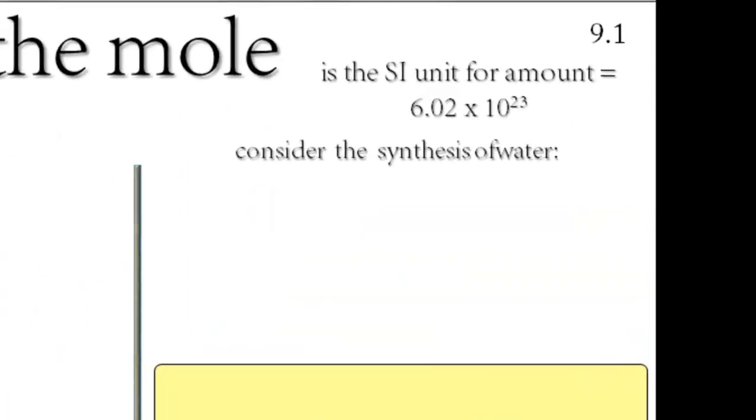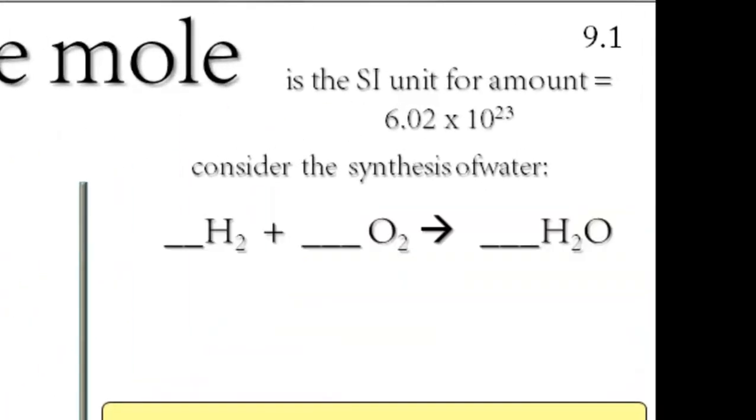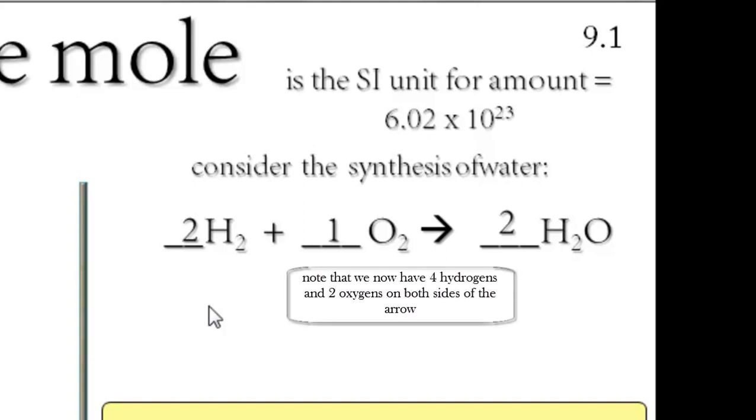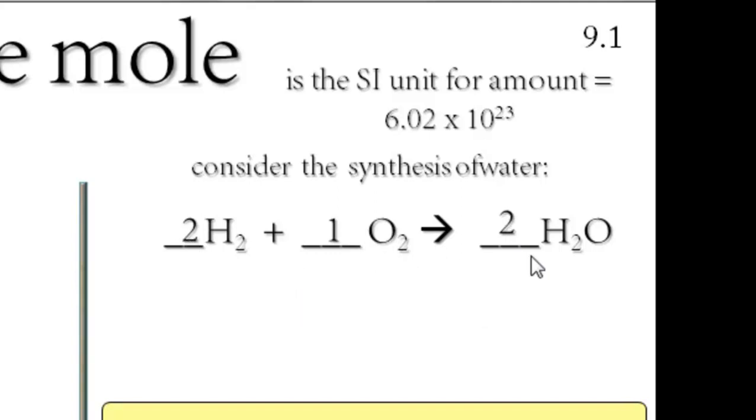Let's apply this to make something. You can make water from the elements. You mix hydrogen and oxygen and it makes water. Balance it out and you see that you need 2 molecules of hydrogen for every 1 molecule of oxygen to make 2 molecules of water. If we do this on a massive scale, we could say we need 2 moles of hydrogen for 1 mole of oxygen to make 2 moles of water.